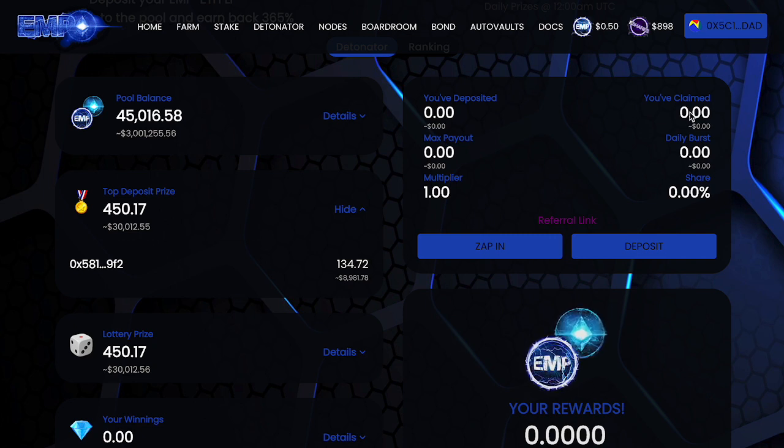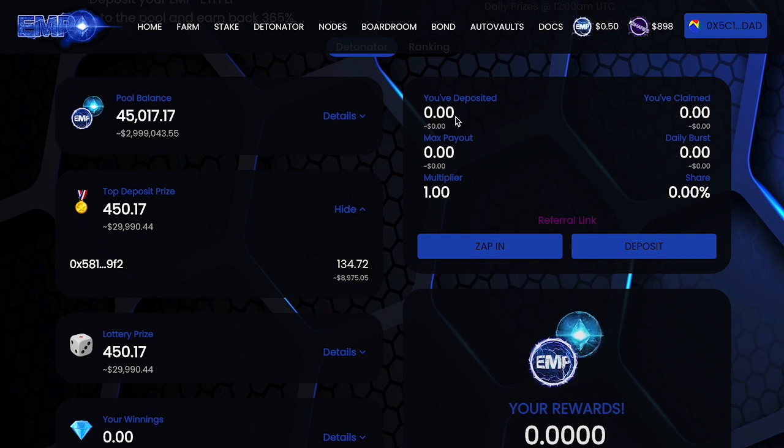Why do I have a number over here showing that I've claimed? Well, because that's the way the contract works. When you compound, it's coming out as if it was a claim, but then it's immediately redepositing it into the contract. So you will see a claim number on a compound, but you'll also see that your deposit number goes up by the same amount, because you've just redeposited it.